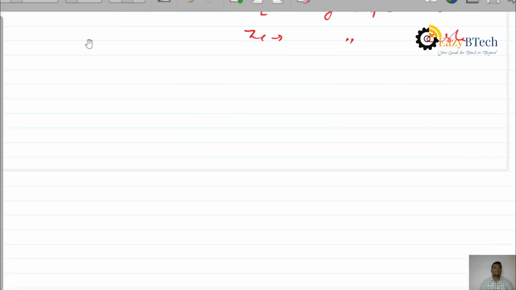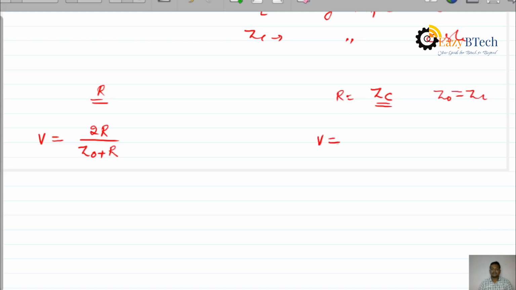Already we know the case of a line terminated through a resistance. If the line is terminated through the resistance, I am writing the formulas here. When the line is terminated through the cable, I am writing the same expressions. The transmitted voltage coefficient in a resistor is 2R divided by Z0 plus R. Here R is replaced with ZC and Z0 is replaced with ZL. Therefore, for the cable it becomes 2 into ZC divided by ZL plus ZC. This is the transmitted voltage.